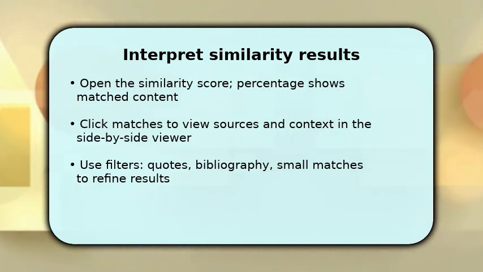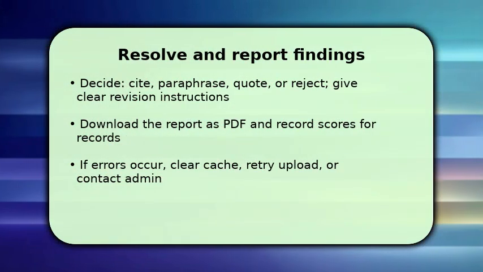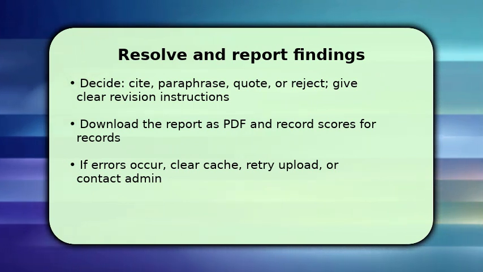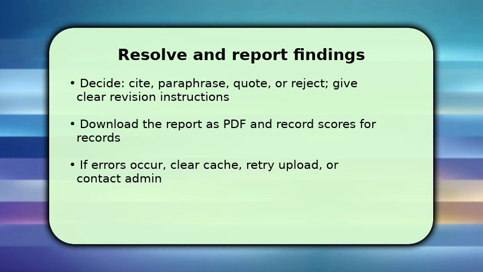Make sure to document questionable matches. You finish by turning findings into action. Instruct the author to add citations, paraphrase properly, or provide quotes with attribution, and explain why these fixes matter to avoid future matches. Download the full originality report as a PDF for records and record the similarity score alongside your notes. If the report fails or shows unexpected matches, clear your browser cache, retry the upload, or contact your institution admin. This troubleshooting step often resolves upload and parsing issues quickly.